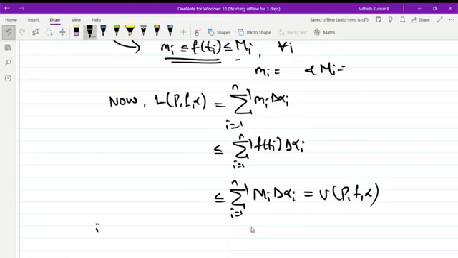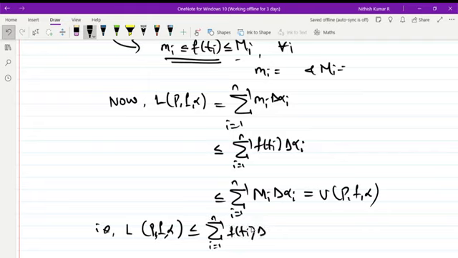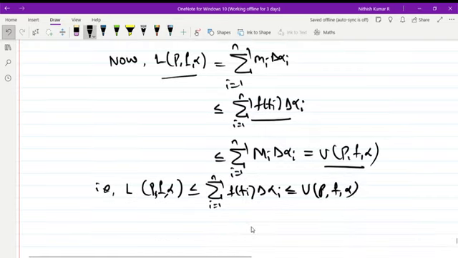That is, I got L(P, f, alpha) is less than or equal to the summation i equals 1 to n of f of ti delta alpha i. That is, this one is less than or equal to this one, and this is less than or equal to U(P, f, alpha). So it's like relation 2.